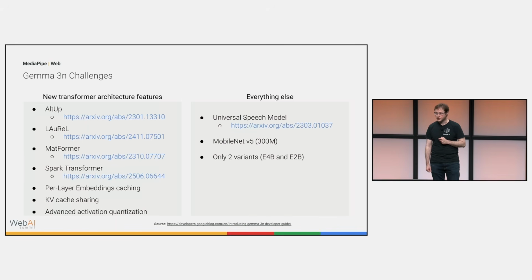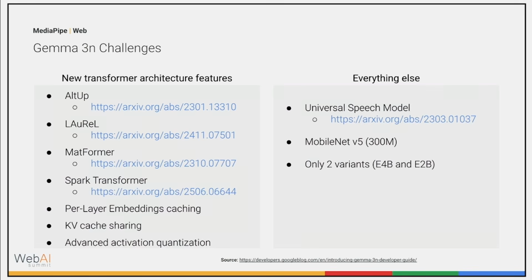The implementation challenges for running Gemma 3N, on the other hand, were somewhat reversed. So we only needed to support two model variants, the larger called E4B and the smaller called E2B. So we didn't end up having to do much auxiliary system work, aside from the multimodality, of course, but that's kind of a separate issue.